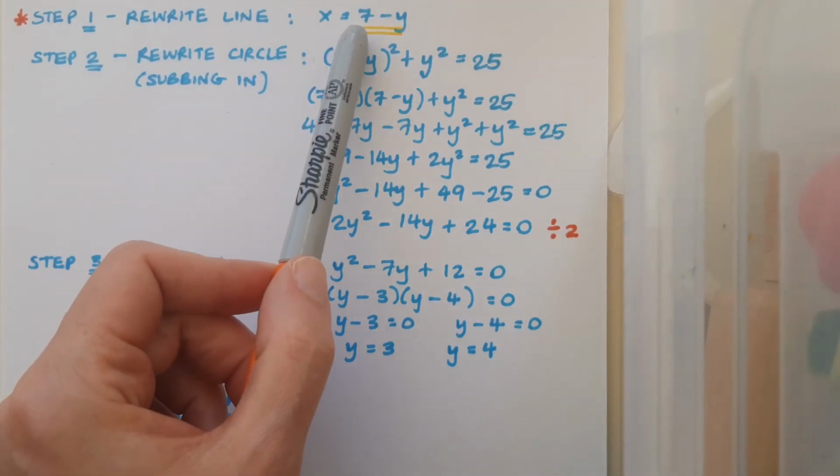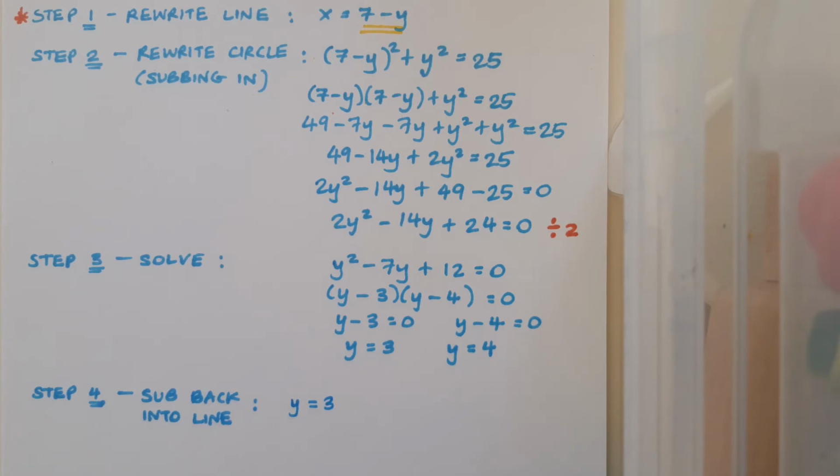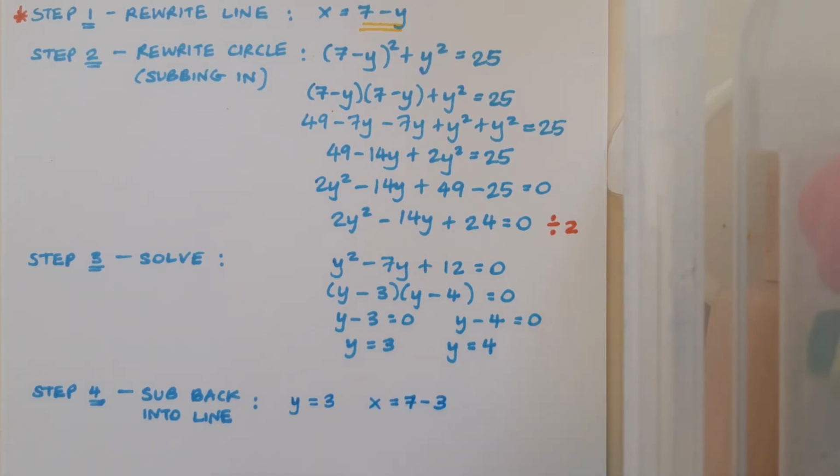It tells you x equals 7 minus y. So if I sub my y's in there, it'll tell me exactly what x is worth in each case. So let's start with y equals 3. In that case, x is 7 minus 3, which means that x equals 4.